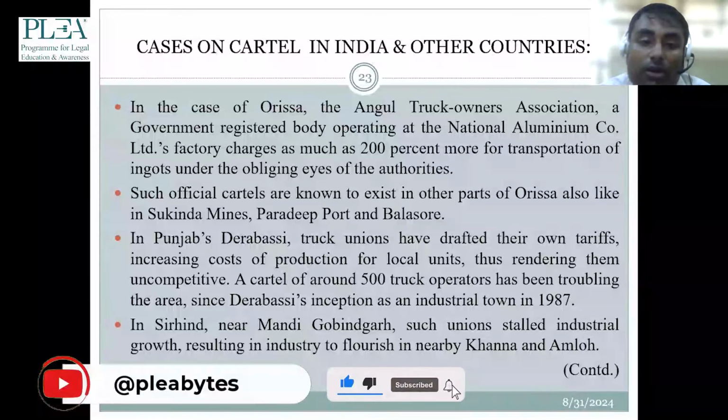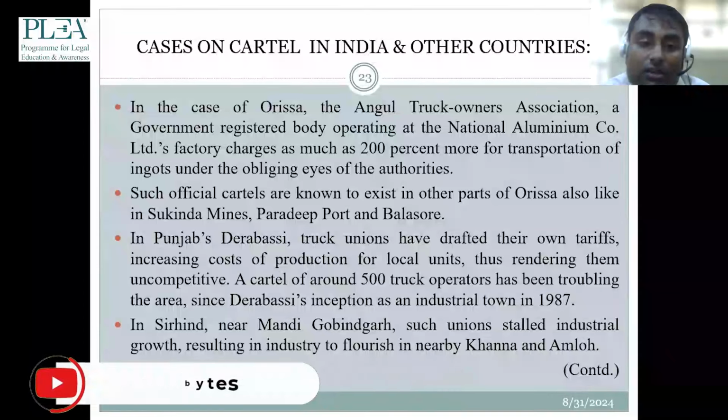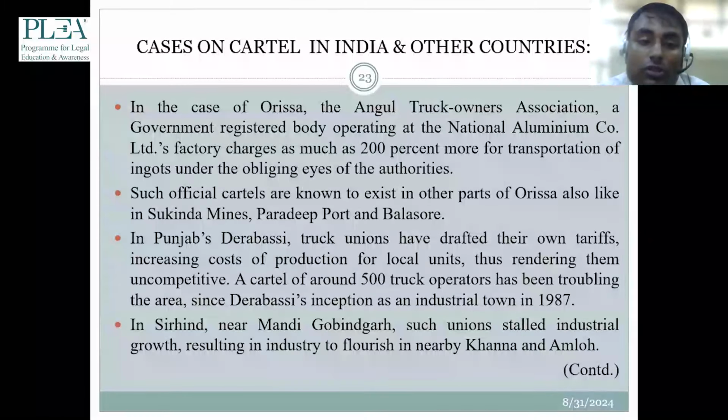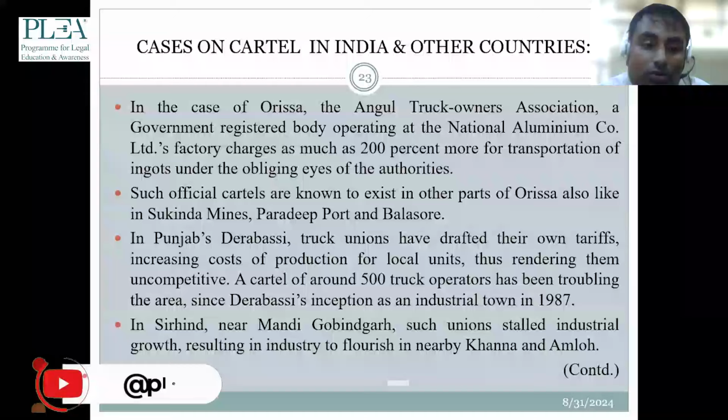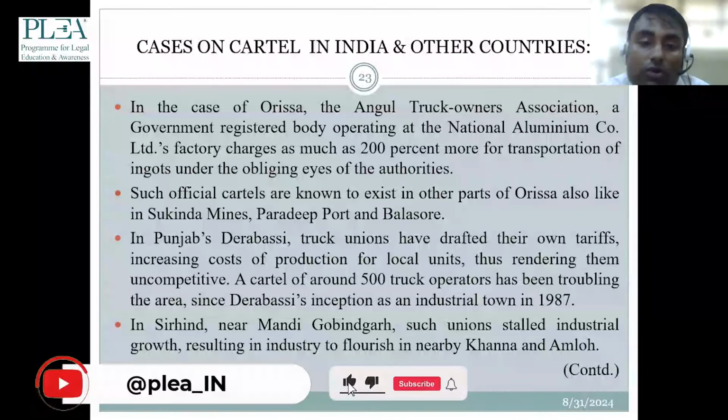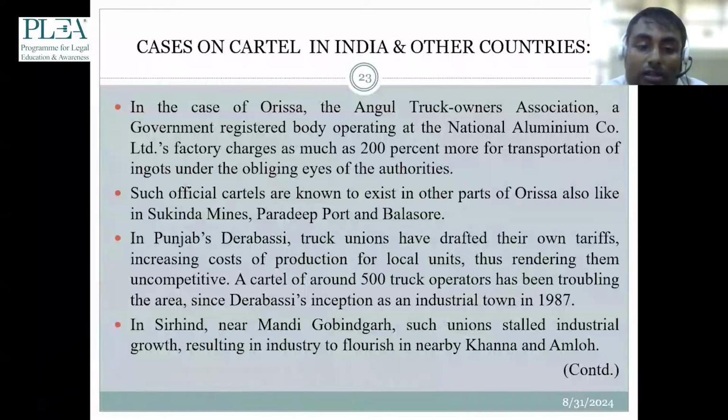In Odisha also, in the Angul Truck Owners Association case, a government-registered body operating at the National Aluminium Company Limited's factory charges as much as 200% more for transportation of ingots under the obliging eyes of the authorities. Such official cartels are known to exist in other parts of Odisha also, like the Sukinda mines, Paradip port and Balasore. These are the industrial belts.